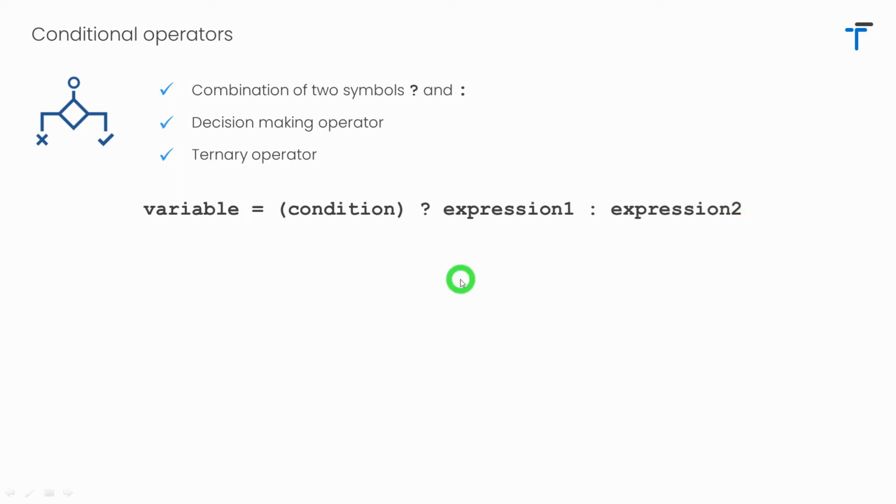How does it work? First of all, your condition is checked. When the condition is true, then expression 1 will be evaluated and written as a result inside this variable. But when the condition is false, instead of expression 1, expression 2 will be evaluated and written as a result in this variable. So make sure that either expression 1 or expression 2 will be stored in the variable based on the condition. Simply, when the condition is true, you will get expression 1, otherwise you will get expression 2. This is also called a shorthand notation for using if else.